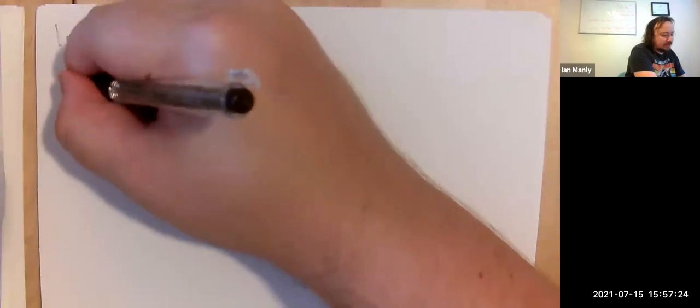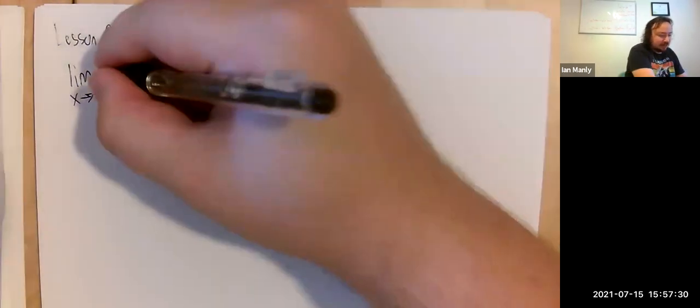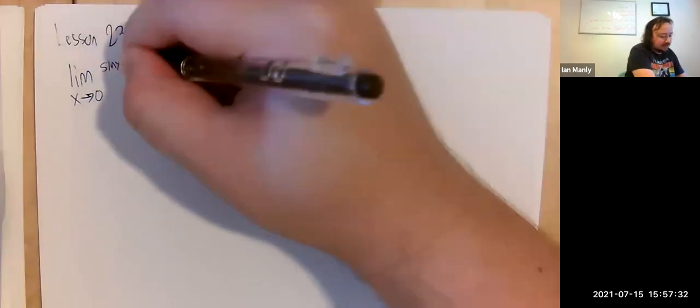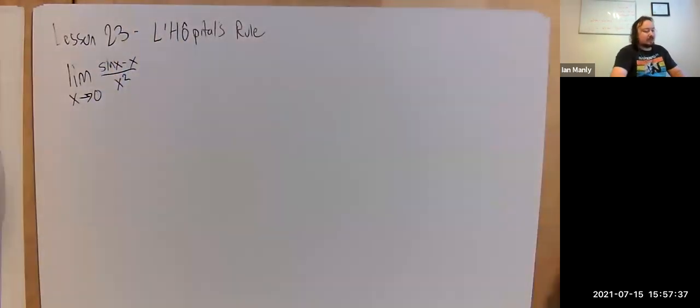Like, for example, let's say we wanted to do the limit as x goes to 0 of sine of x minus x over x squared. So no matter how hard we try, we can't use any algebraic tricks to really break this down at all. So we're forced to try something else instead.